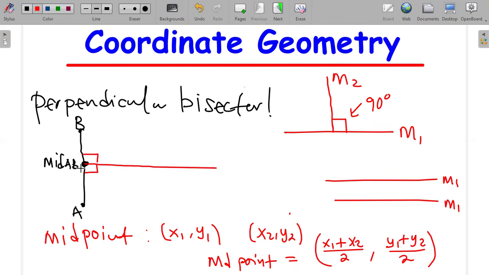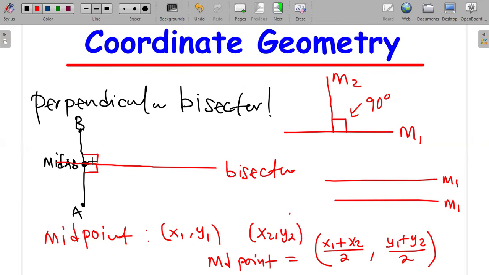Okay, that's what we call a perpendicular bisector. It is perpendicular to the line segment, and it is the bisector, the perpendicular bisector. Why is it a perpendicular bisector? Because it's cutting through the midpoint there, and it's meeting the segment at 90 degrees. So those are the important things that you have to know about coordinate geometry.